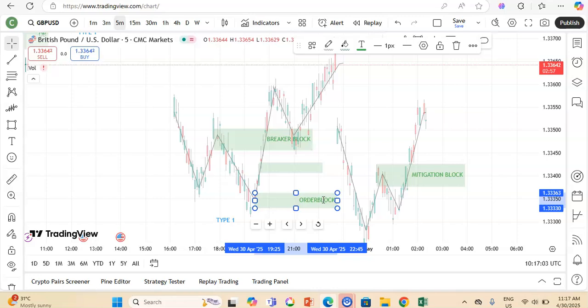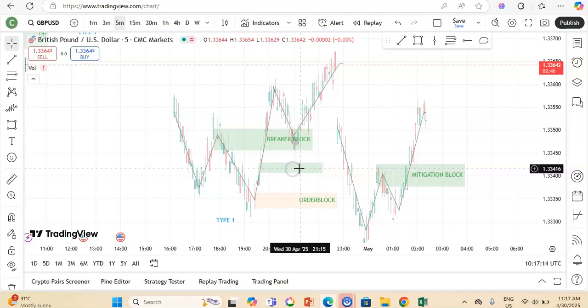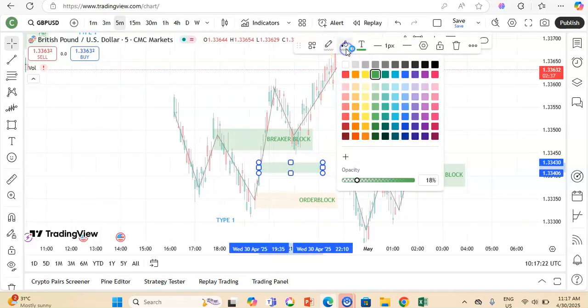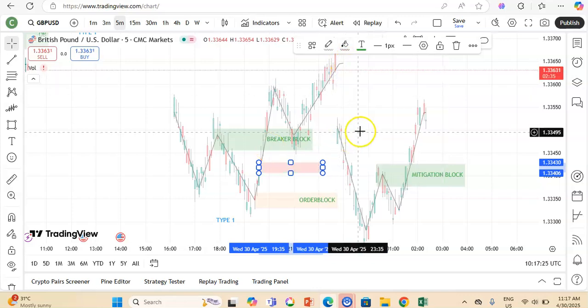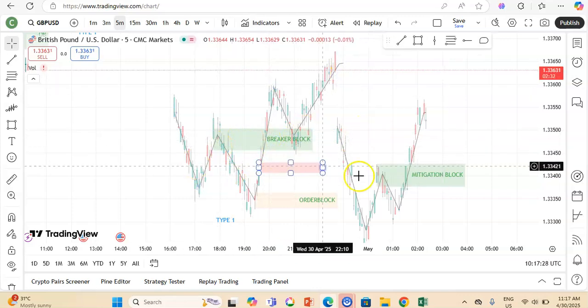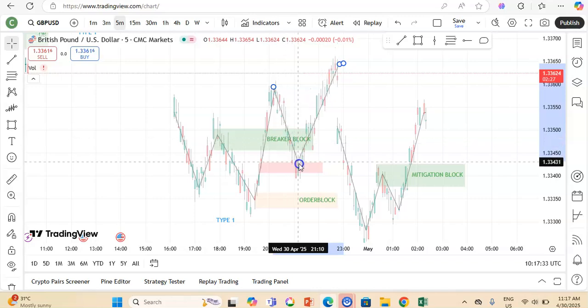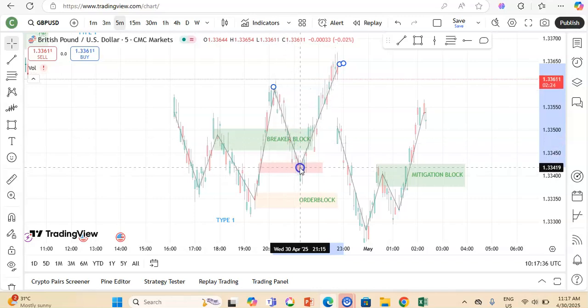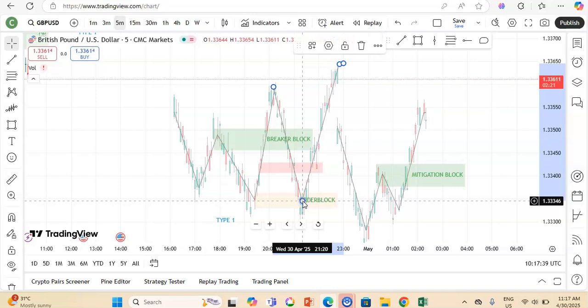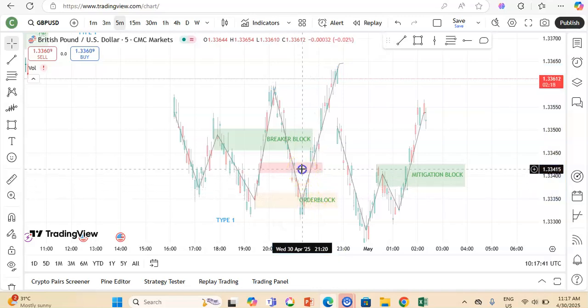We're about to round up. Let me give it color. And let me give this one a color. Maybe I want to vary it. So we're expecting that in this one, price will either come down to the breaker block and then rally up. If it doesn't come down to the breaker block, it's going to come down to a fair value gap. If it doesn't come down to a fair value gap, then it will come down to the other block and then rally up. That is just the strategy, okay?